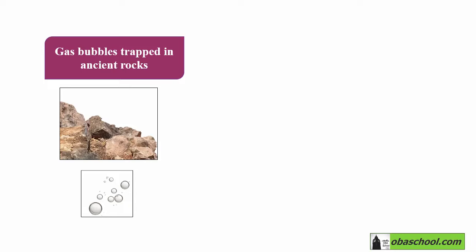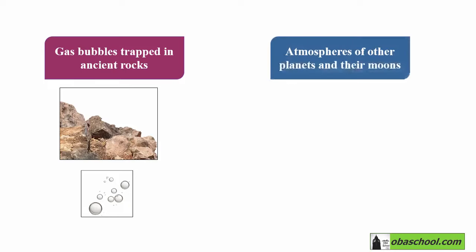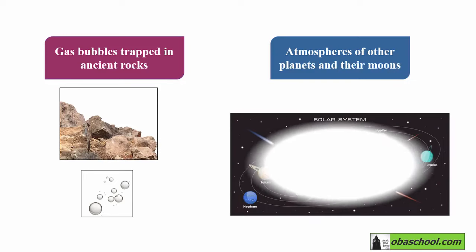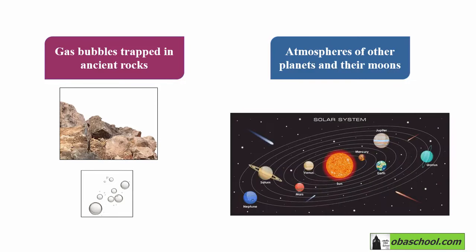In addition to that, they also used data which is gathered from the atmospheres of other planets and their moons in the solar system. So the data available is based on gas bubbles trapped in ancient rocks and the atmospheres of other planets and their moons in the solar system.